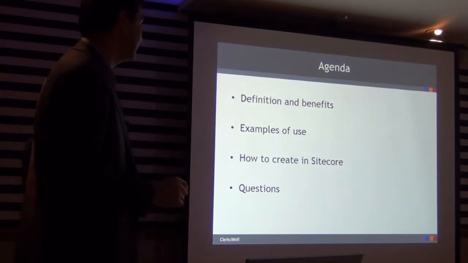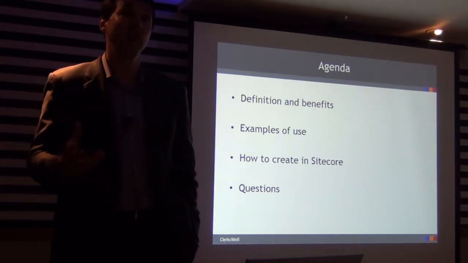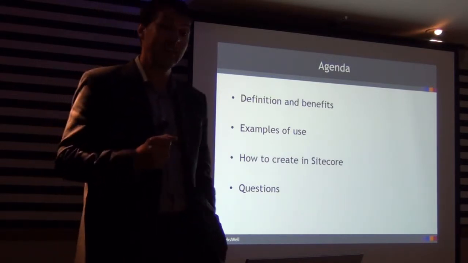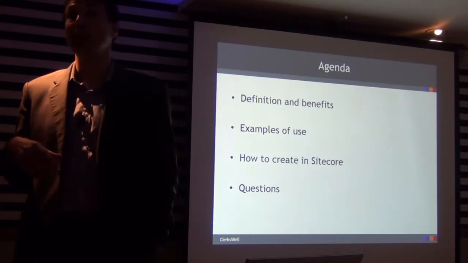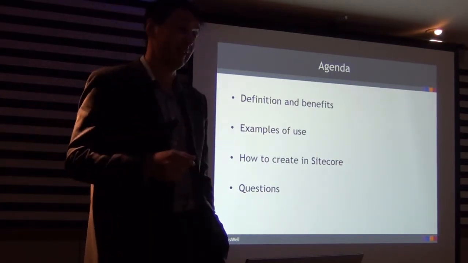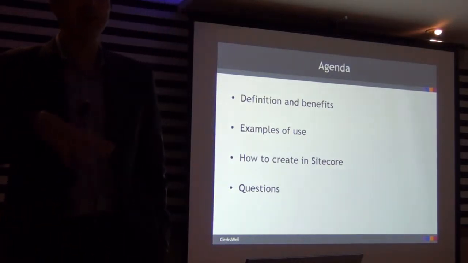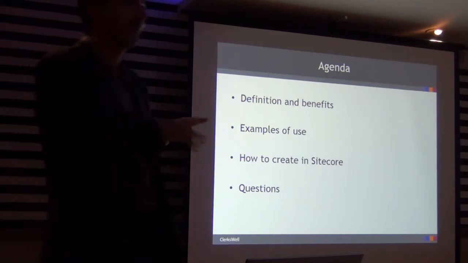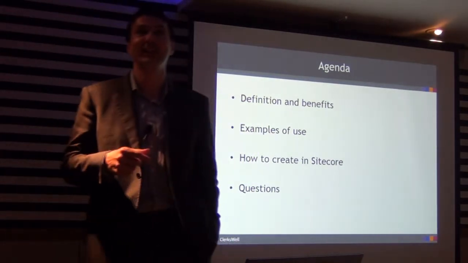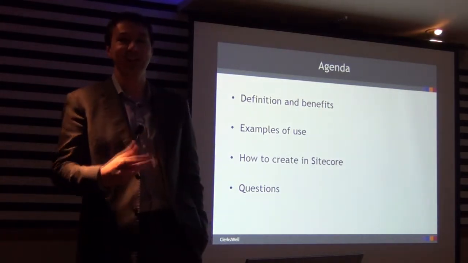So for an agenda, just going to talk briefly about the definition of marketing automation and benefits, why people do this, and show you some examples of where we've used it on client sites and our own sites, and some things that we've been doing with it. How to create it in Sitecore. Now this might be a bit tame for you guys, because you're used to seeing some fairly hardcore coding. This is going to be going into engagement plans and setting up engagement plans.